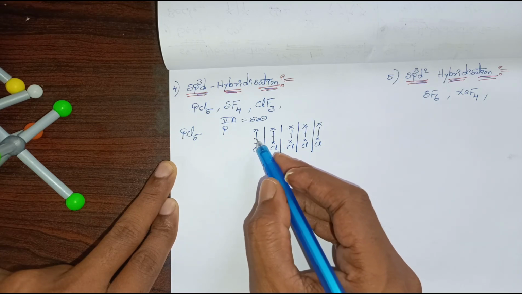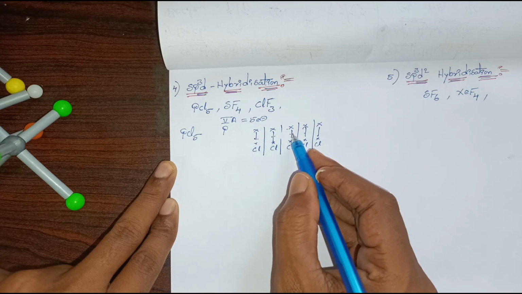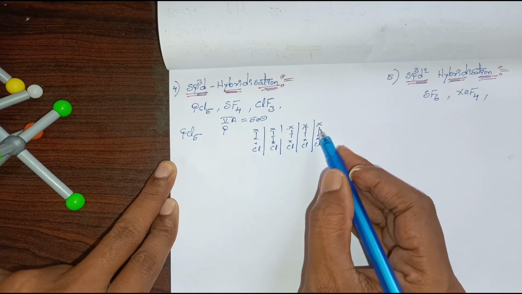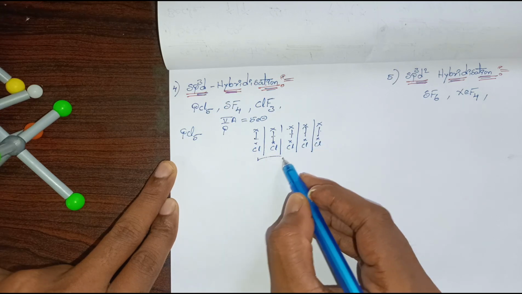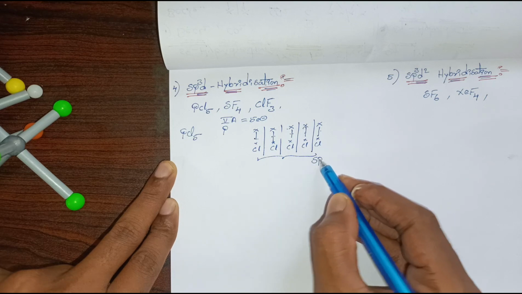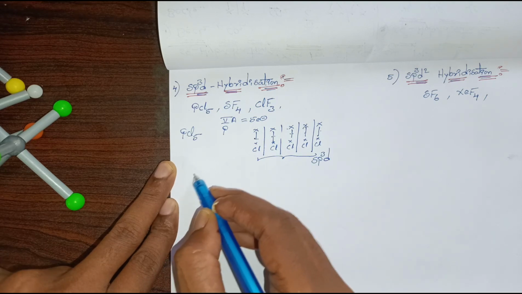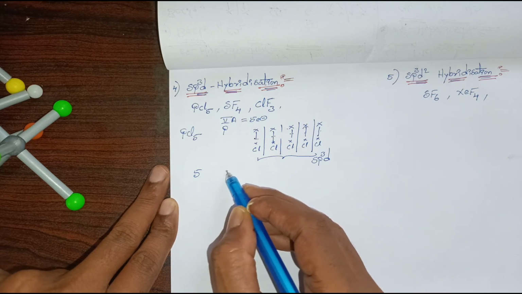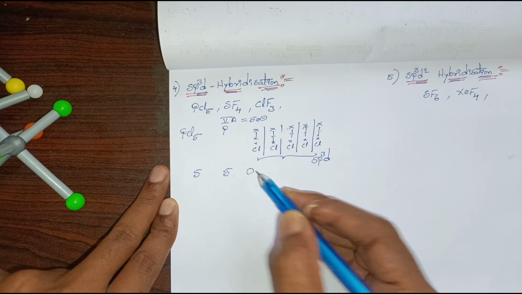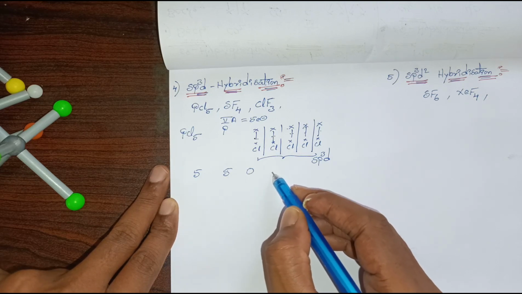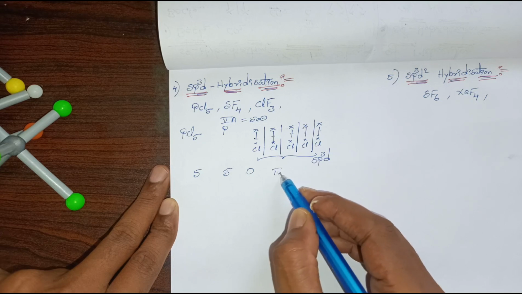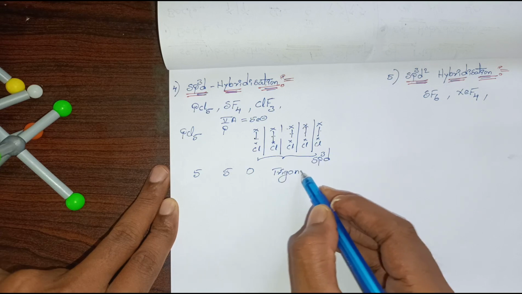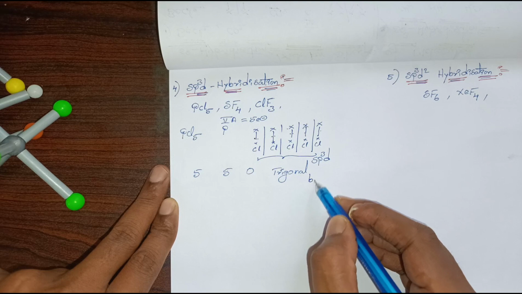It starts with the s orbital, then p1, p2, p3, then d. So what is the hybridization here? sp3d hybridization. Overall, how many pairs? Five pairs. Bond pairs: 5. Lone pairs: 0. In that condition, the shape of the molecule is trigonal bipyramidal.